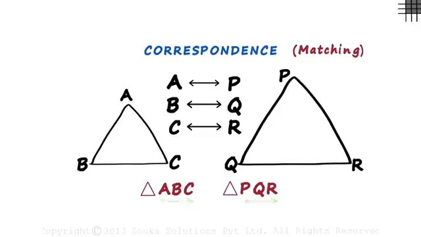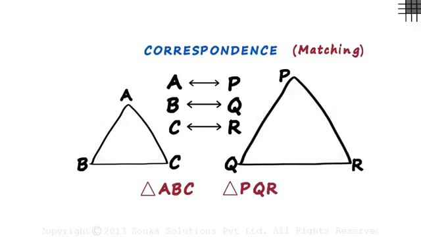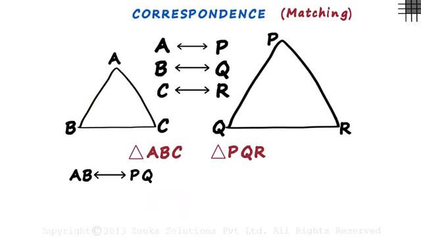Actually, this gives us some more information. Even the sides and the angles of each triangle will correspond to each other. Look at side AB. It corresponds to this side of the other triangle. But does it correspond to PQ or does it correspond to QP? Since vertex A corresponds to vertex P and vertex B corresponds to vertex Q, side AB will correspond to side PQ. Be very careful about the order. AB will correspond to PQ.